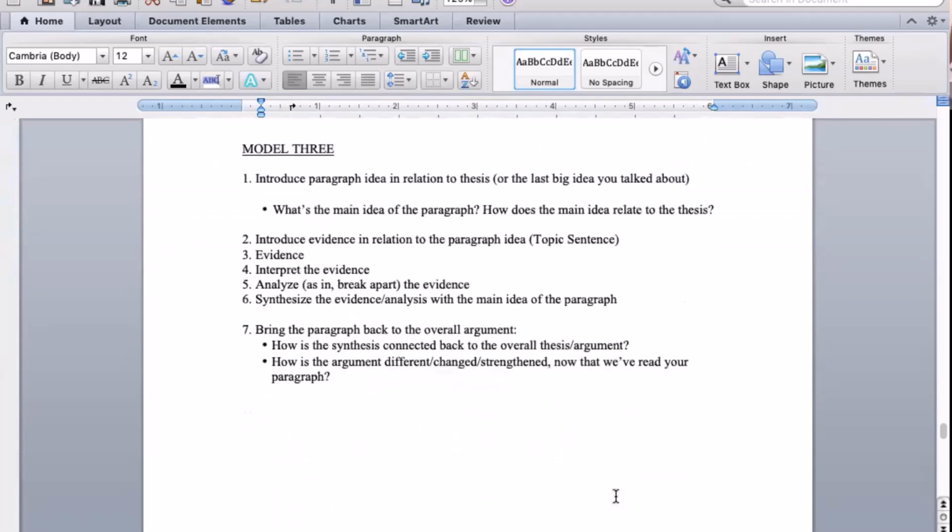And what we're really doing is just adding two things, one at the very beginning and one at the very end. So at the very beginning, what I'm doing differently is I'm not just introducing the topic, I'm also, with a really quick transition, like we talked about before, showing how this new topic is connected to the last thing I was talking about.